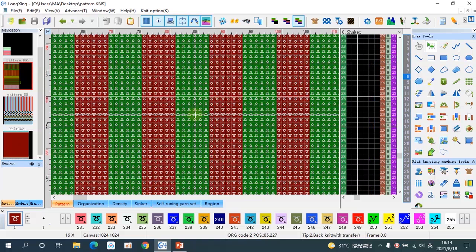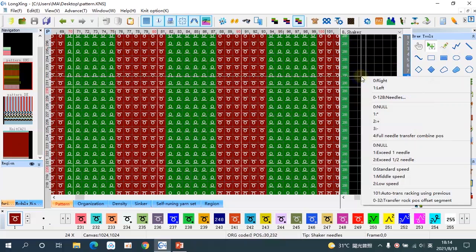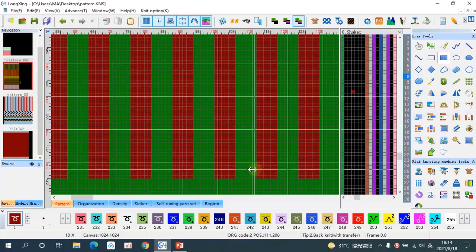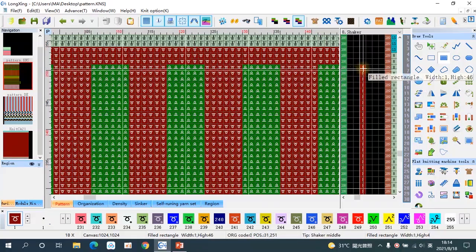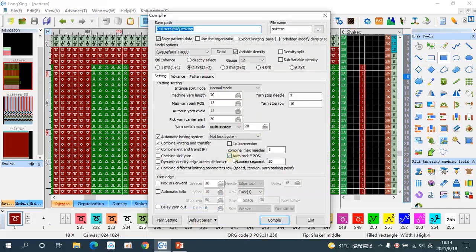Now, in there, right-click, we can manually set the racker position. Then fill those lines. If you don't manually set the racker position, then you can click Compile, then tick the Auto Rack Ester position. After this position is ticked, even if you don't manually fill the position, it will automatically change to ester position.